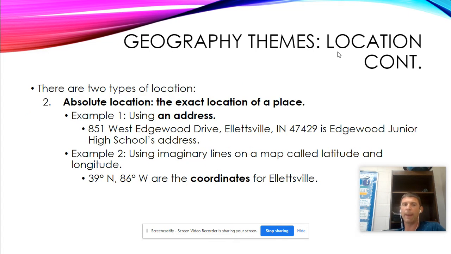But when we use absolute location, that's the other type. I guess an address would be more an absolute location. But one of the things we think about with geography is using latitude and longitude. Those coordinates, you can see the coordinates here at Ellettsville, where we are located, 39 degrees north and 86 degrees west. Those are more of an exact location, and really you can find a location better through absolute location.